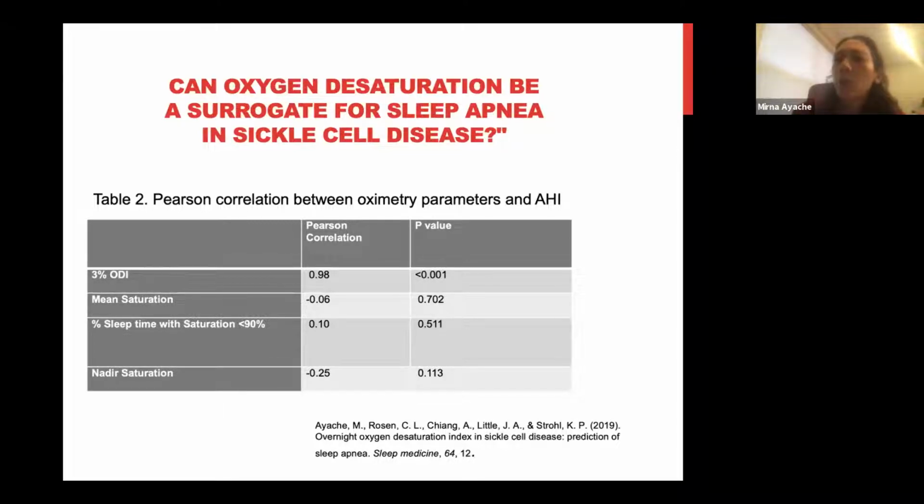oxygenation. For example, cumulative time, there were some studies talking about cumulative time spent less than 90% being associated with worse prognosis in patients with sleep apnea. However, this might be related to something else other than sleep apnea if these patients have underlying cardiopulmonary disease. So it's important to differentiate between these two things.